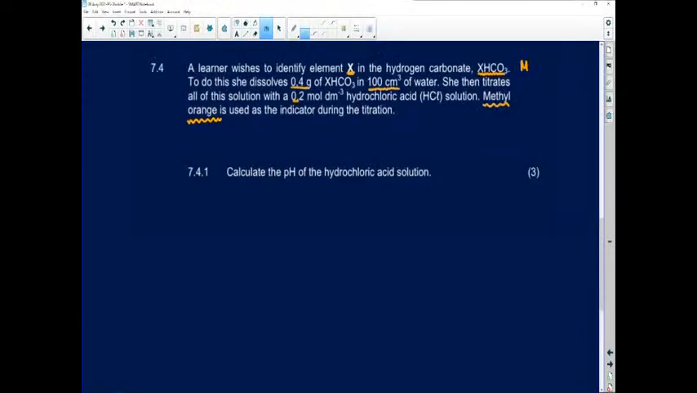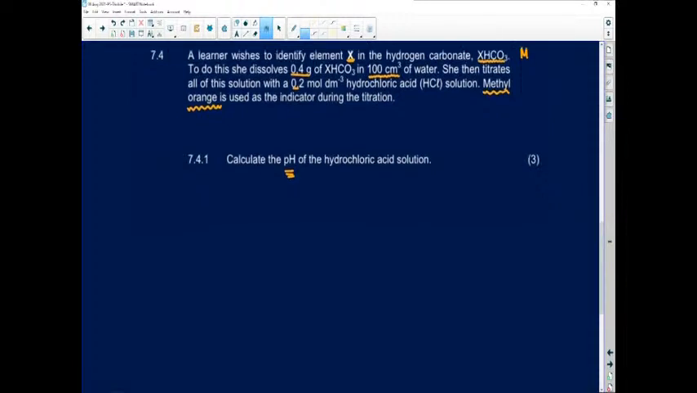So the first question is pretty easy. It says we must calculate the pH of the hydrochloric acid solution. Now with pH, in the previous question, I showed you two ways of doing it. So now I'm just going to do it in only one. Remember, the formula for pH is negative log of the concentration of H3O plus. But I can see hydrochloric acid is an acid, it's not a base. So I don't have to use the first method of doing it. I can just go straight in.